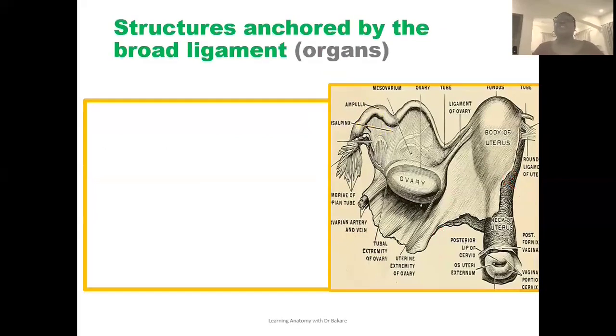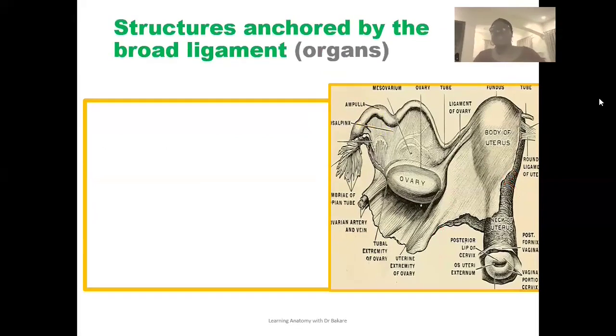So let's look at the structures that are anchored by the broad ligament. Because we said that after the emergence of the broad ligament, it is seen to then anchor other structures within it. There are also other structures that are anchored within it. We'll be unfolding it as we go through this lecture. But for this slide, we'll be looking at the different viscera or organs that are anchored by the broad ligament of the uterus. And the first one here is the uterine tube.